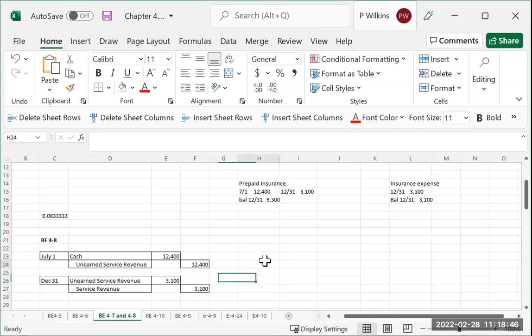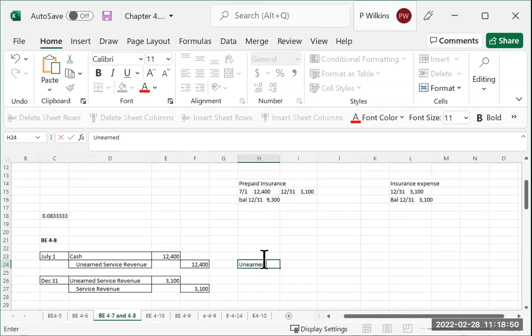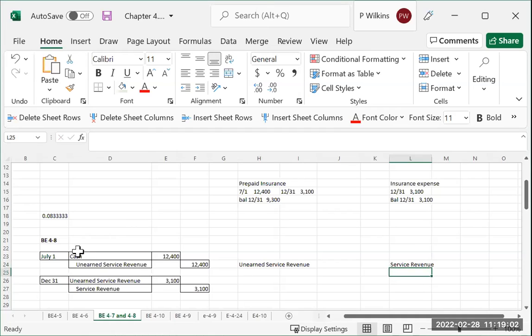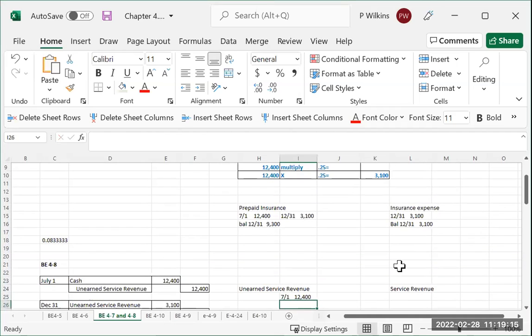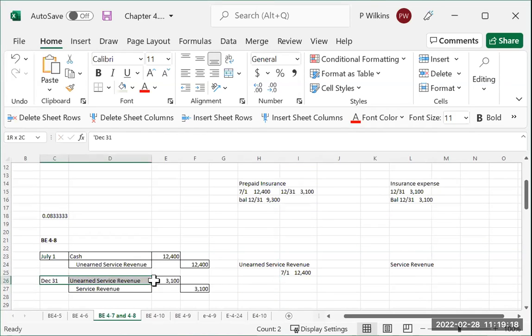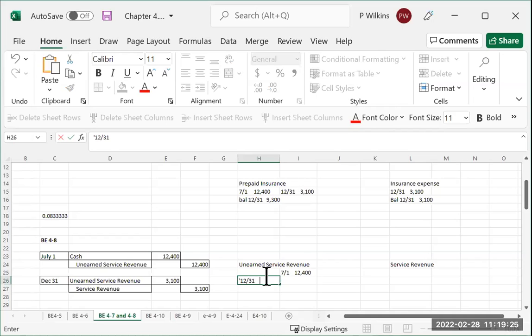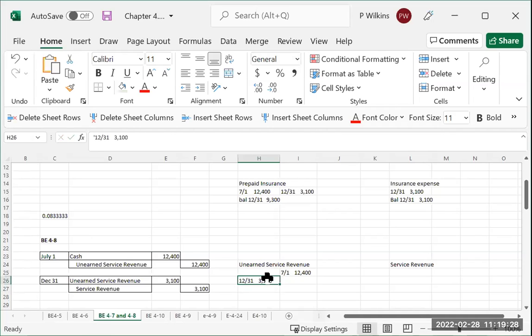Now, to balance the T accounts, we're going to have one T account for unearned service revenue, and then one T account for service revenue. So we would debit cash, 12,400. On July 1, we would credit unearned service revenue, 12,400, okay. Then on December 31, we would debit unearned service revenue, the amount we earned, which was 3,100. And we would credit service revenue, 3,100.